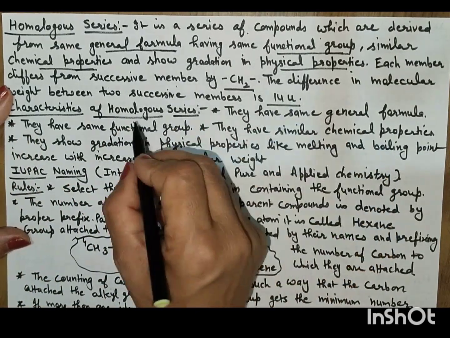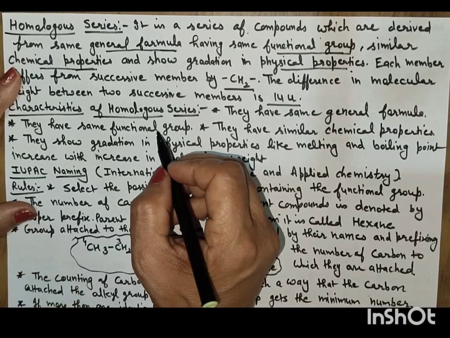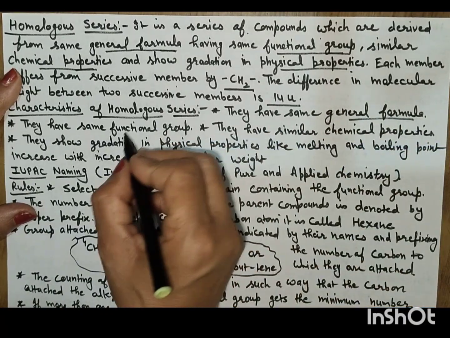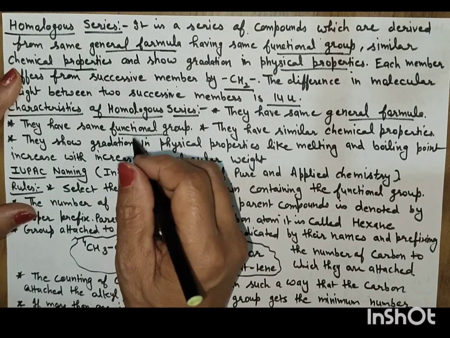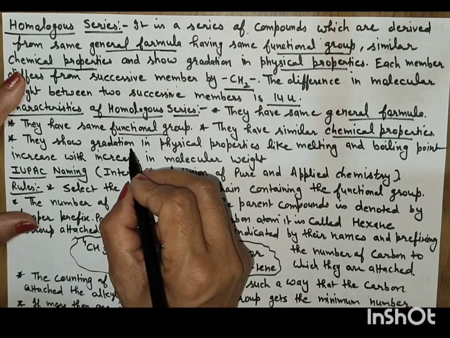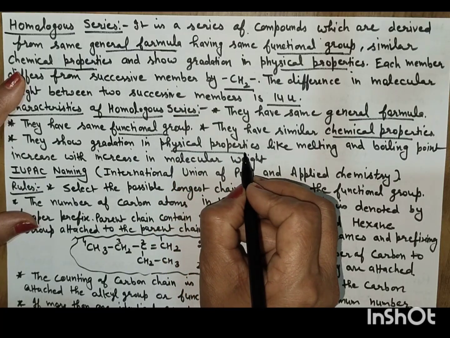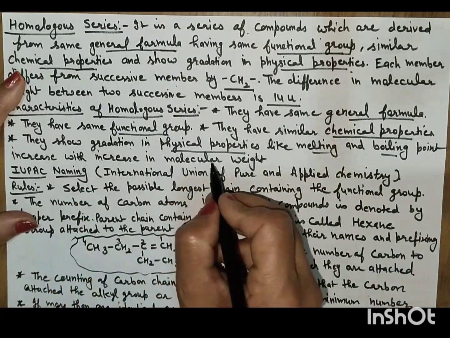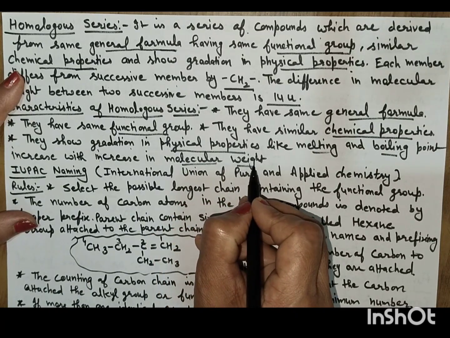Now what are the characteristics of the homologous series? They have the same general formula. They have the same functional group. They have similar chemical properties. They show gradation in the physical properties, like melting and boiling point, which increase with increase in molecular weight.